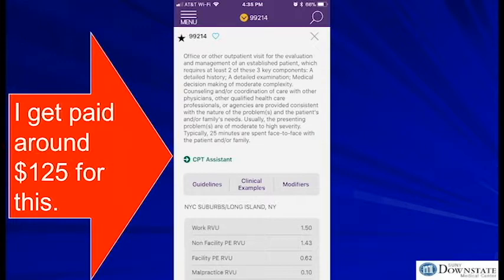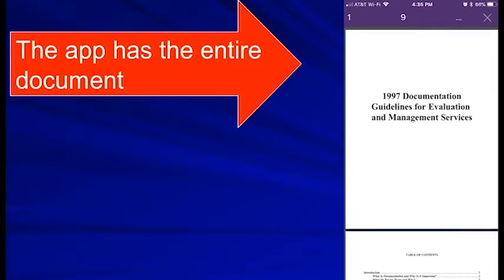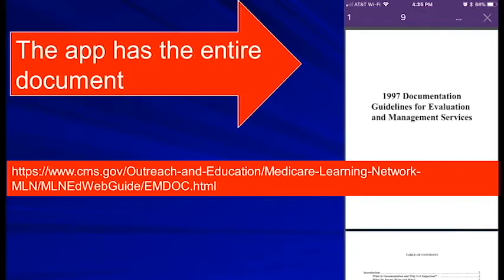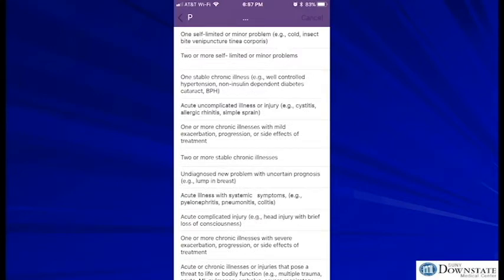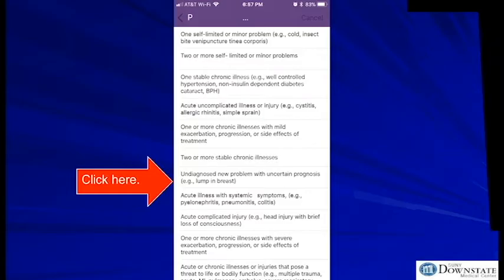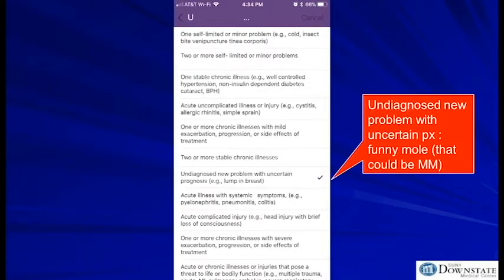It's higher in some places, lower in others. If you get the app, you can find it there. You can also look at the guidelines in general within the app, or you can go to the CMS website and get the 1997 and 1995 guidelines that you can read at your leisure. Clinical examples. There are a number of vignettes, which we will not go over in detail today, but let me just say that the examples support the complexity of a 99214, but simply having something comparable without the documentation doesn't get you there. So it only supports it if the documentation gets there.